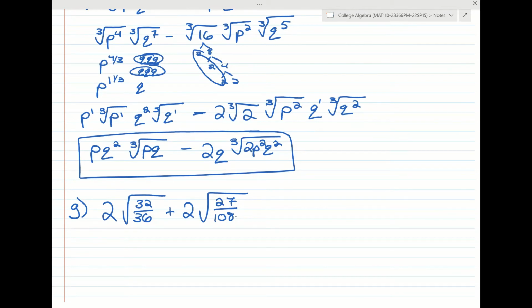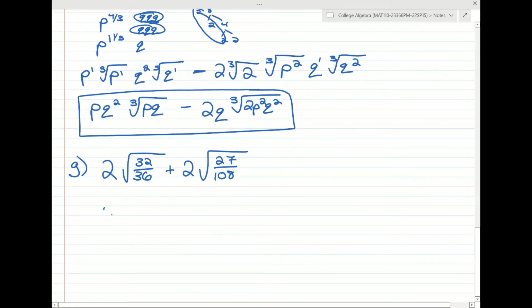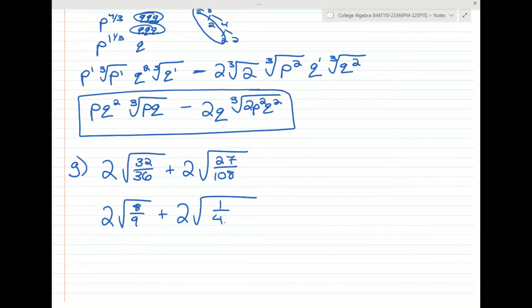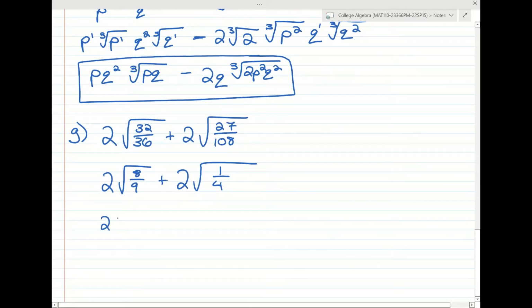The fastest way to do this is to reduce the fractions. So 32 over 36 is the same thing as 8/9. 27 over 108 reduces to just 1/4. And then we did talk about with radicals, when you have a radical for a fraction, you do it to the top and you do it to the bottom.